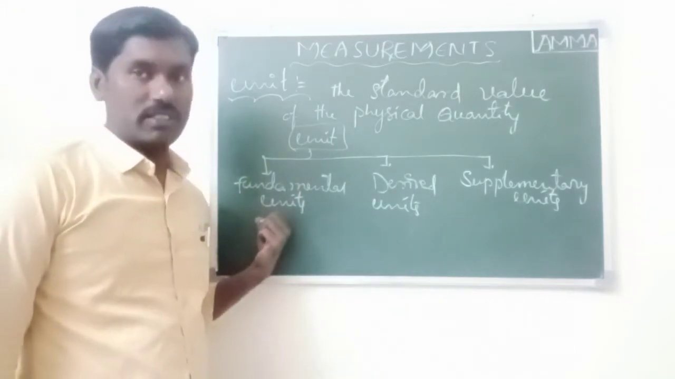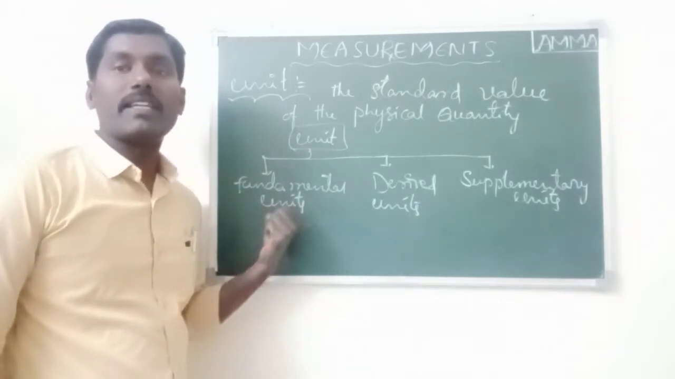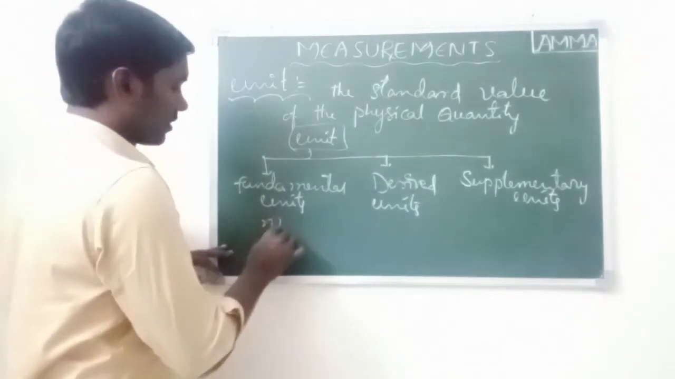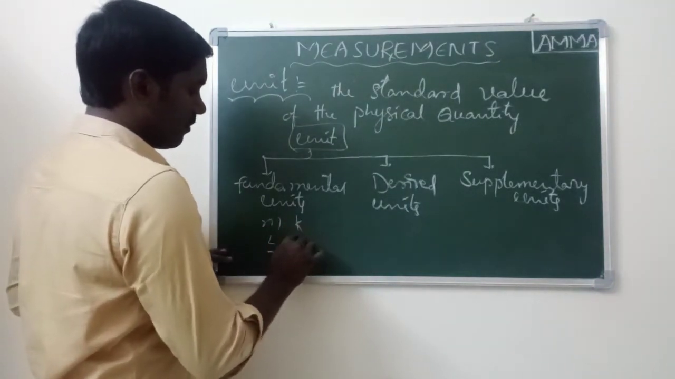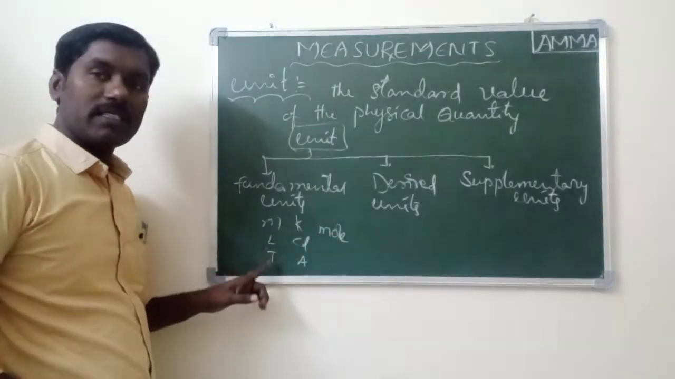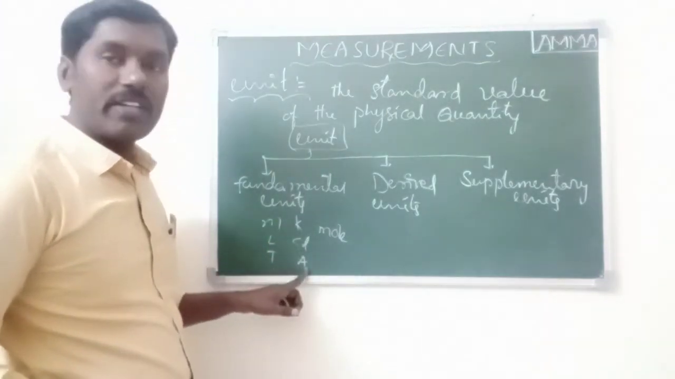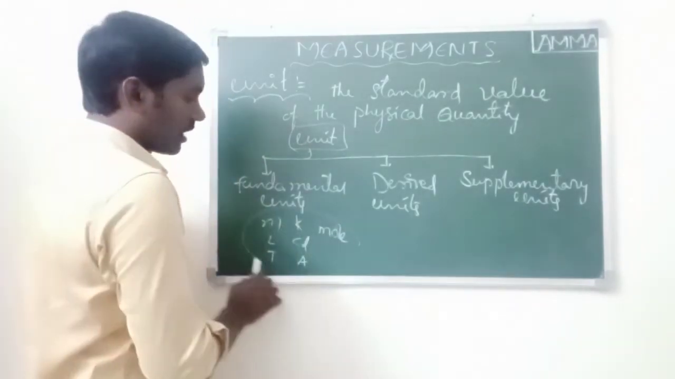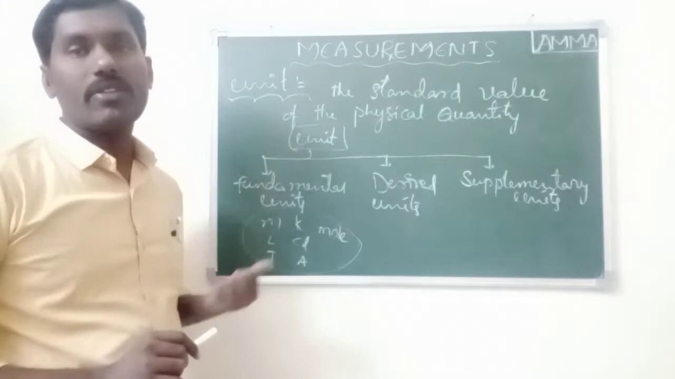What is meant by fundamental units? The fundamental units means the units of the fundamental quantities. What are the fundamental quantities, students? Mass, length, time, temperature, luminous intensity, current, and amount of substance. M for mass, L for length, T for time, K for temperature, CD for candela, meaning luminous intensity, A for ampere, meaning the current, and the mole, which is the amount of substance. So whatever units belong to these fundamental quantities are called fundamental units.